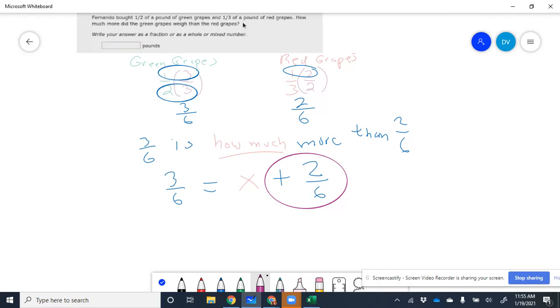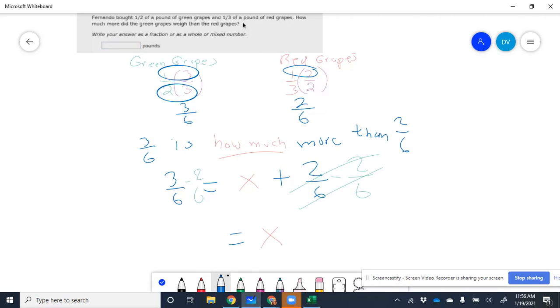Okay? Yes, I'm going to subtract 2/6 from this side. Of course, those will cancel. And I'm going to subtract 2/6 here, right? 2/6 minus 2/6 is 0. We can cancel that. And now we'll have the x by itself, won't we?